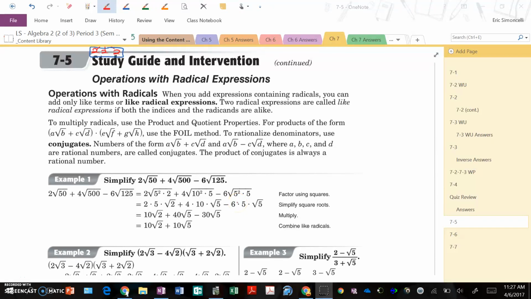Welcome Algebra 2 students to our second part of section 7.5. Today we're looking at operations with radical expressions.